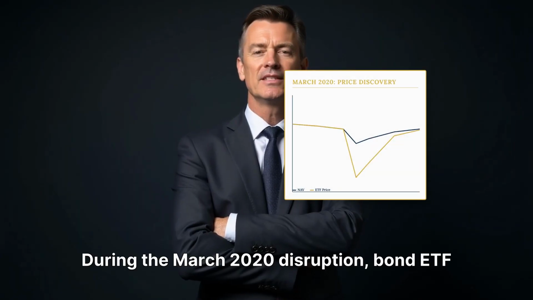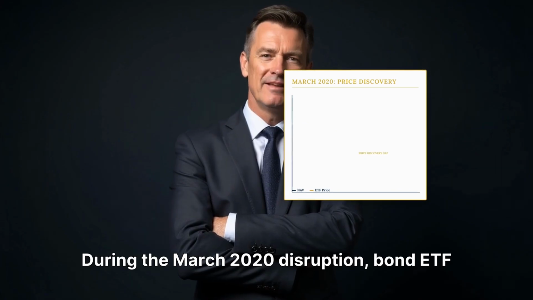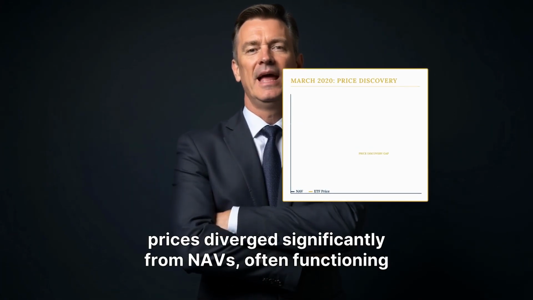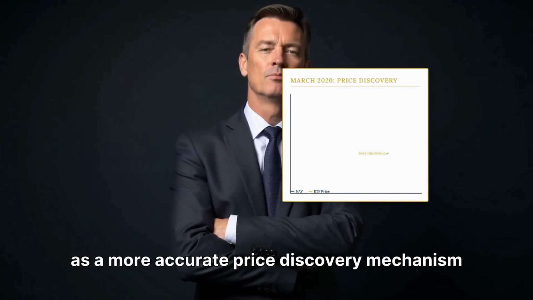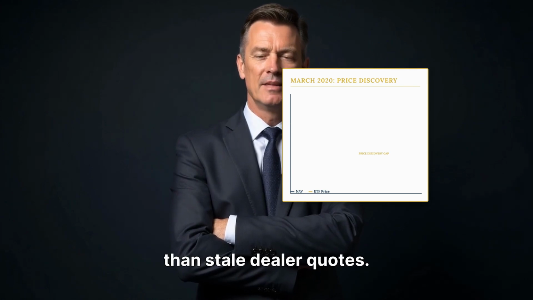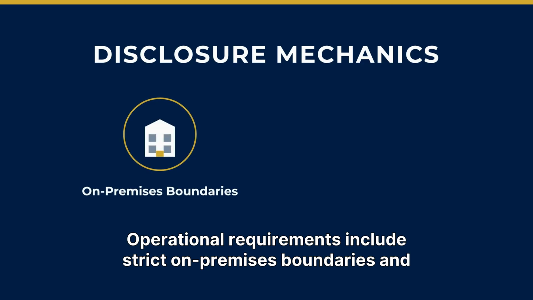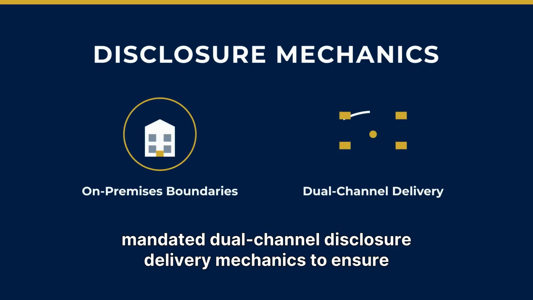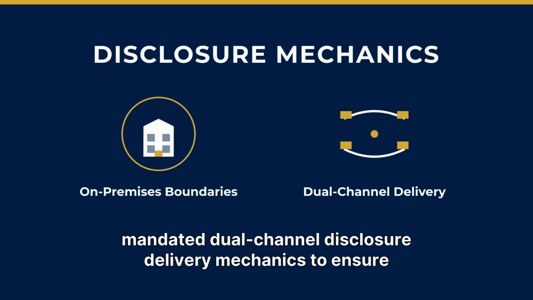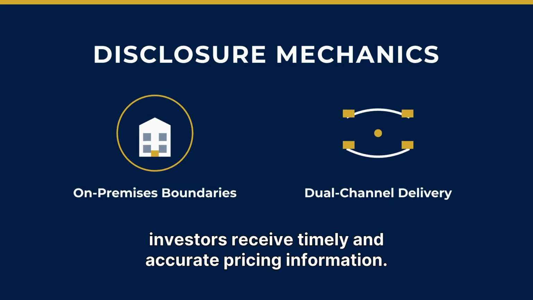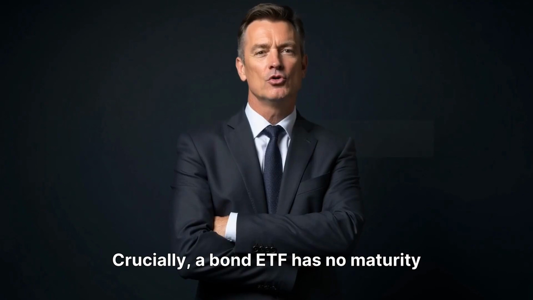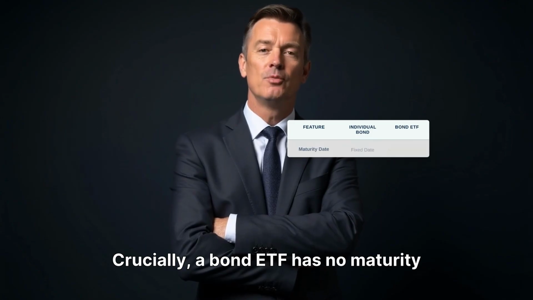During the March 2020 disruption, bond ETF prices diverged significantly from NAVs, often functioning as a more accurate price discovery mechanism than stale dealer quotes. Operational requirements include strict on-premises boundaries and mandated dual-channel disclosure delivery mechanics to ensure investors receive timely and accurate pricing information. Crucially, a bond ETF has no maturity date.